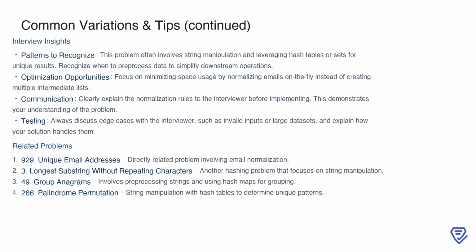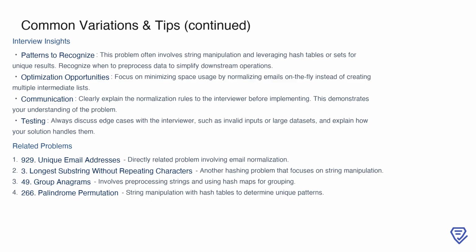Now, let's consider some insights that can help you during an interview. This problem is a classic example of string manipulation combined with the use of hash tables or sets to ensure uniqueness. Recognizing patterns like these is key when tackling similar challenges. One optimization opportunity is to normalize emails directly during processing instead of creating multiple intermediate lists. This minimizes unnecessary memory usage and keeps your solution efficient.